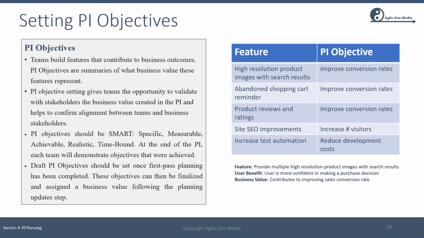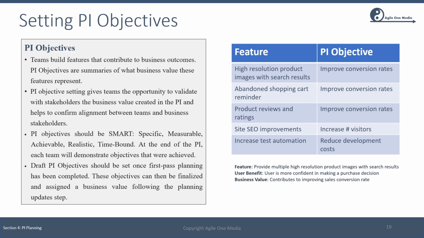PI objective setting gives teams the opportunity to validate with stakeholders the business value created in the PI and helps to confirm alignment between teams and business stakeholders. PI objectives should be SMART, that is specific, measurable, achievable, realistic, and time-bound. At the end of the PI, each team will demonstrate the objectives that were achieved, and these will be scored by business stakeholders.